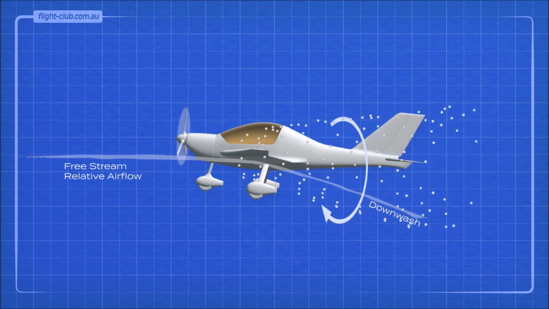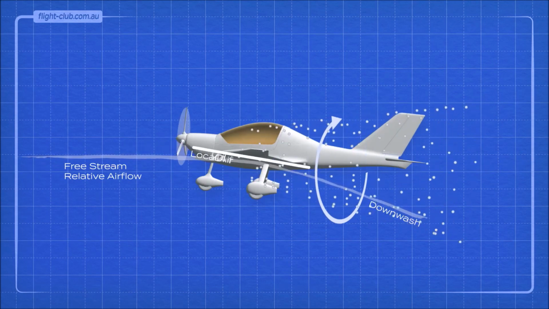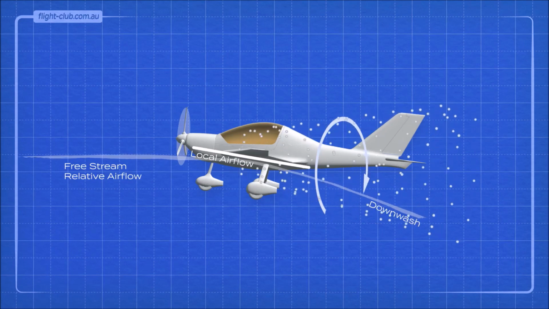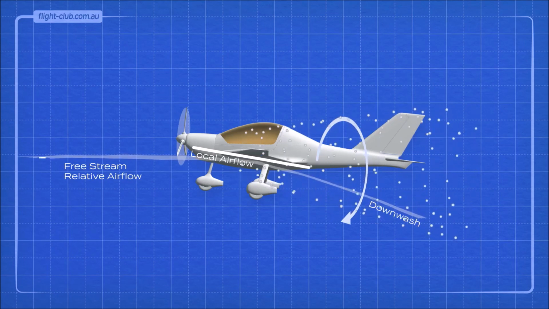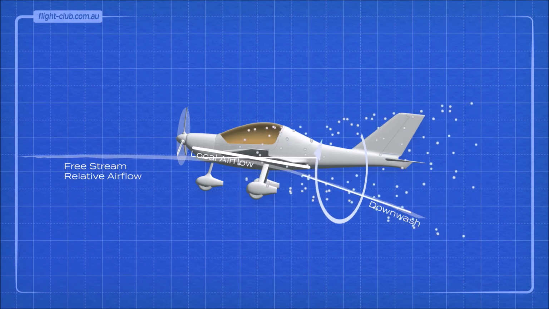The deflection of the airflow downwards causes the wing to experience a local airflow. The direction of the local airflow is the average between the free stream relative airflow and the direction of the downwash.